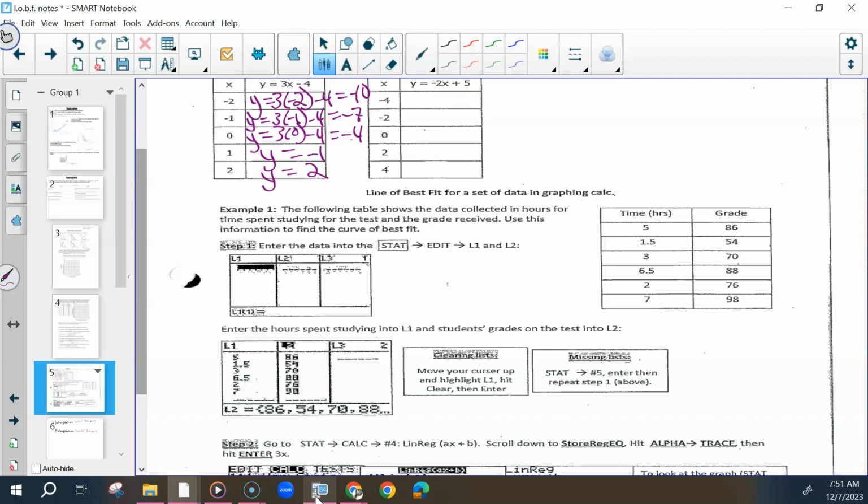Okay, so for this table, time in hours and the grade, one of them is the independent, one is the dependent. The independent is usually your x, the dependent is your y. So if you're not sure, you could ask, would time in hours depend on the grade, or would the grade depend on time spent in hours? The grade would depend on the time. So the grade would be our y, and the time would be our x. How do you know that? Because the grade depends on the time. Oh, okay. So y is dependent and x is independent?